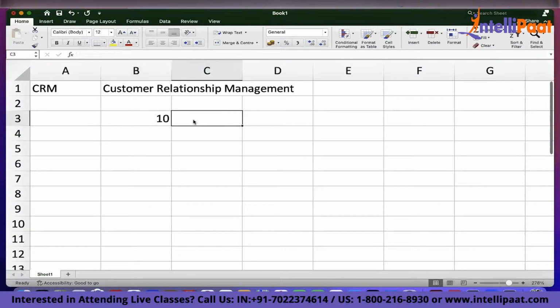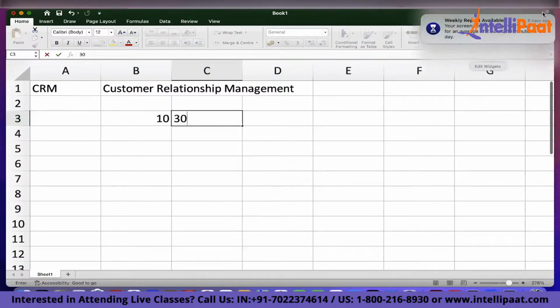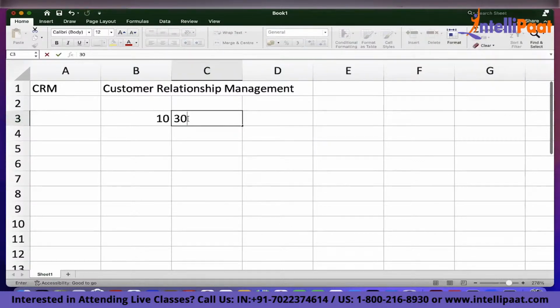So at any given shift, how many employees are working? If it's a 10-seater call center, at any given shift, 10 people will be working. So in one day, how many people will be working on these 10 machines? 30 employees will be working. So when you have 30 employees working in Siebel, you got to buy 30 licenses.